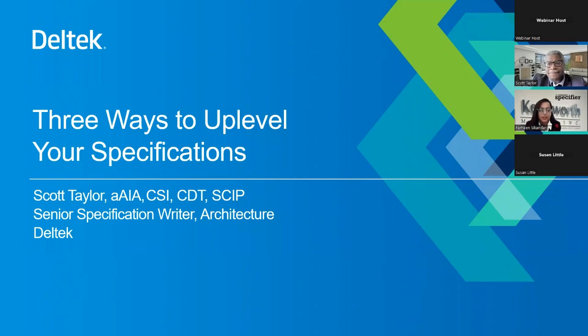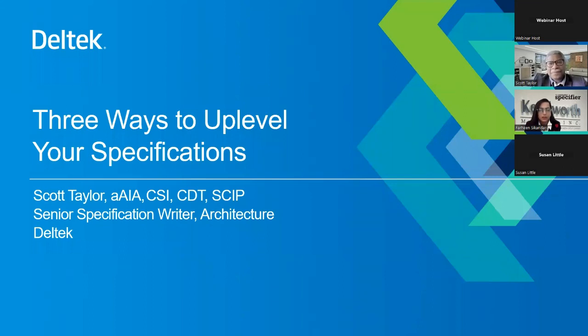Scott has more than 20 years of experience in specifications, construction documents, standards and practices, construction materials and methods, and field observation for architectural and engineering projects. As Senior Specification Writer at Deltek, Scott focuses on expanding AIA master spec content, taking into consideration the practice and needs of architects and engineers. In this democast, Scott will discuss 3 ways to uplevel your specifications.